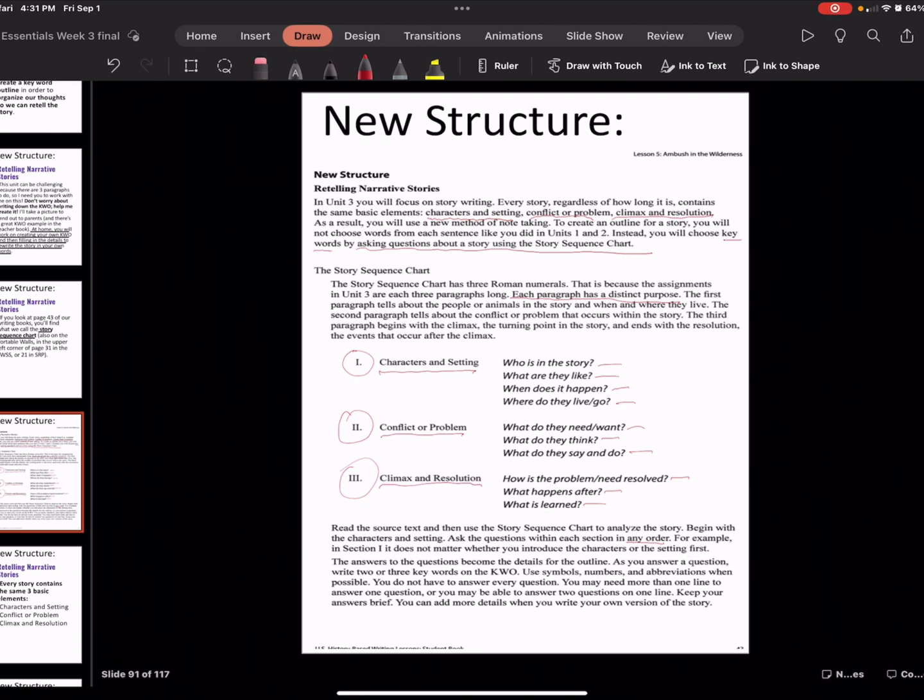The answers to the questions become the details for the outline. That's very important. The answers to the questions become the details for the outline. As you answer a question, write 2 or 3 keywords on the keyword outline form. Use symbols, numbers, and abbreviations when possible. You do not have to answer every question. You may need more than one line to answer one question, or you may be able to answer 2 questions on one line. Keep your answers brief. You can add more details when you write your own version of the story.